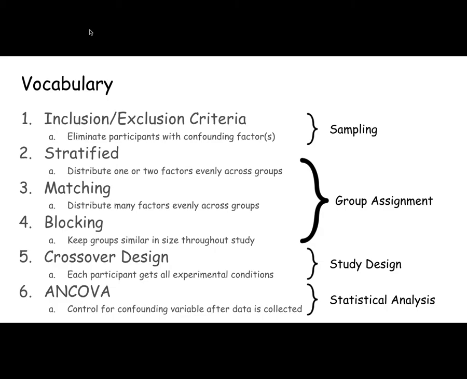In study design, we talked about the crossover design. In that case, each participant gets all the experimental conditions. So there's not a case where some participants get one and other participants get another. A statistical approach that we'll talk about later is ANCOVA, analysis of covariance. That's a statistical method of controlling for that confounding variable after your data is collected.